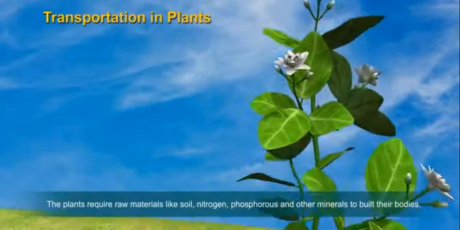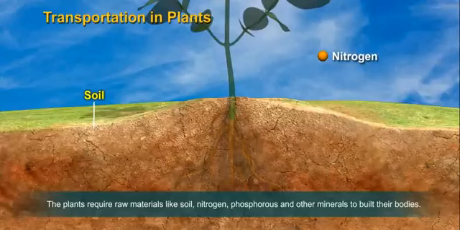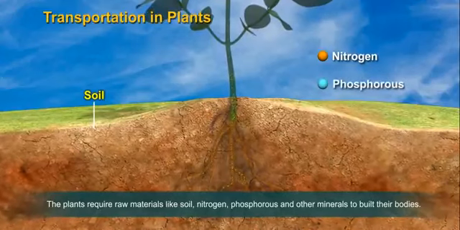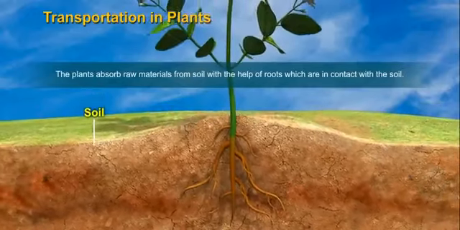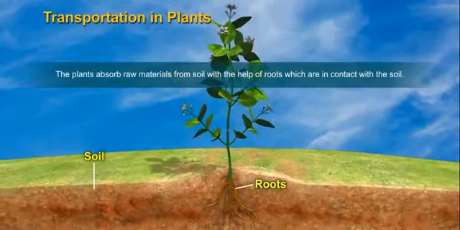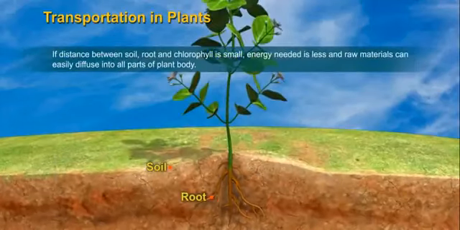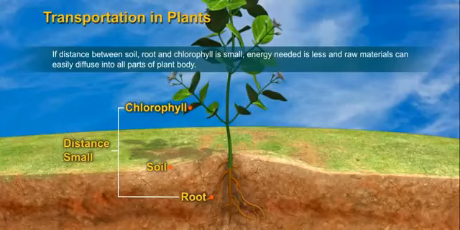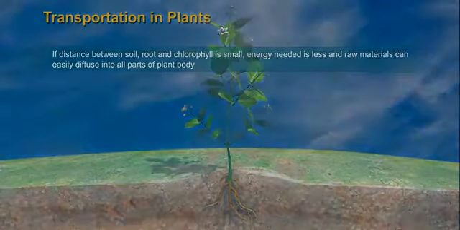The plants require raw materials like soil, nitrogen, phosphorus, and other minerals to build their bodies. The plants absorb raw materials from soil with the help of roots, which are in contact with the soil. If the distance between soil, root, and chlorophyll is small, energy needed is less, and raw materials can easily diffuse into all parts of the plant body.